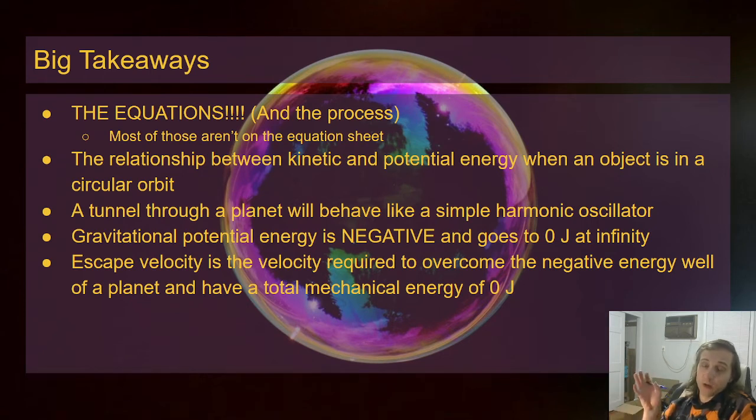So one of the core concepts from that is the relationship between kinetic and potential energy, where when you're in a circular orbit, you've got twice as much but negative potential energy as you do kinetic energy while you're orbiting. The second really big one was that our tunnel through a planet will behave like a simple harmonic oscillator, because you have less force on the object as you go towards the center of the planet, and more force on the object as you go towards the surface of the planet.